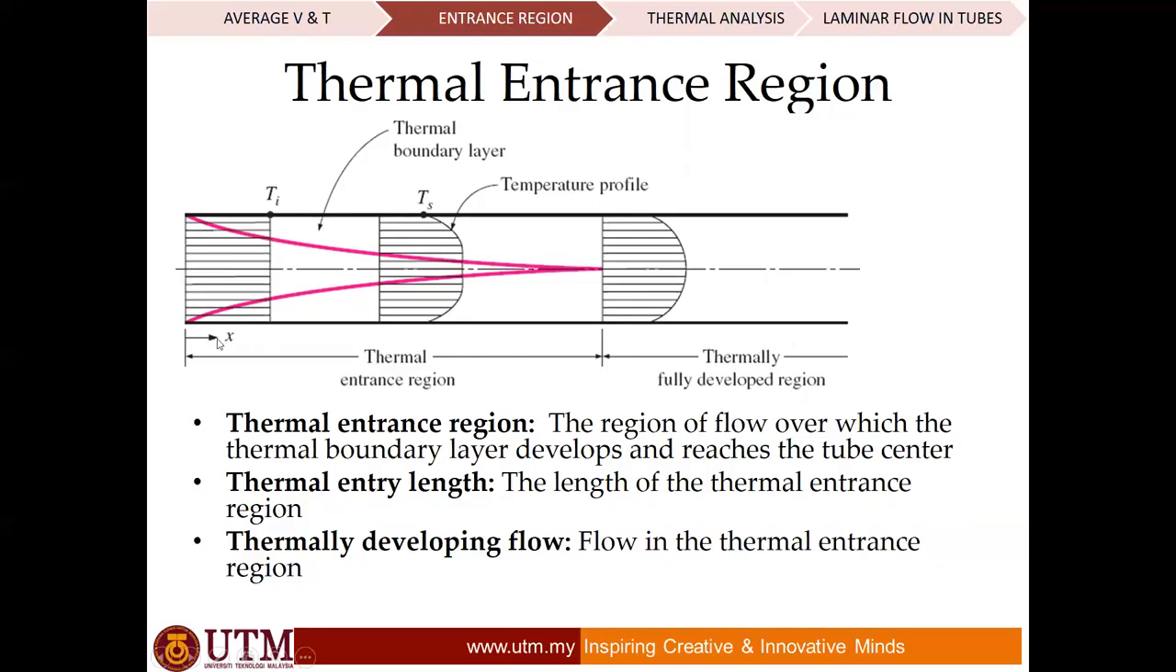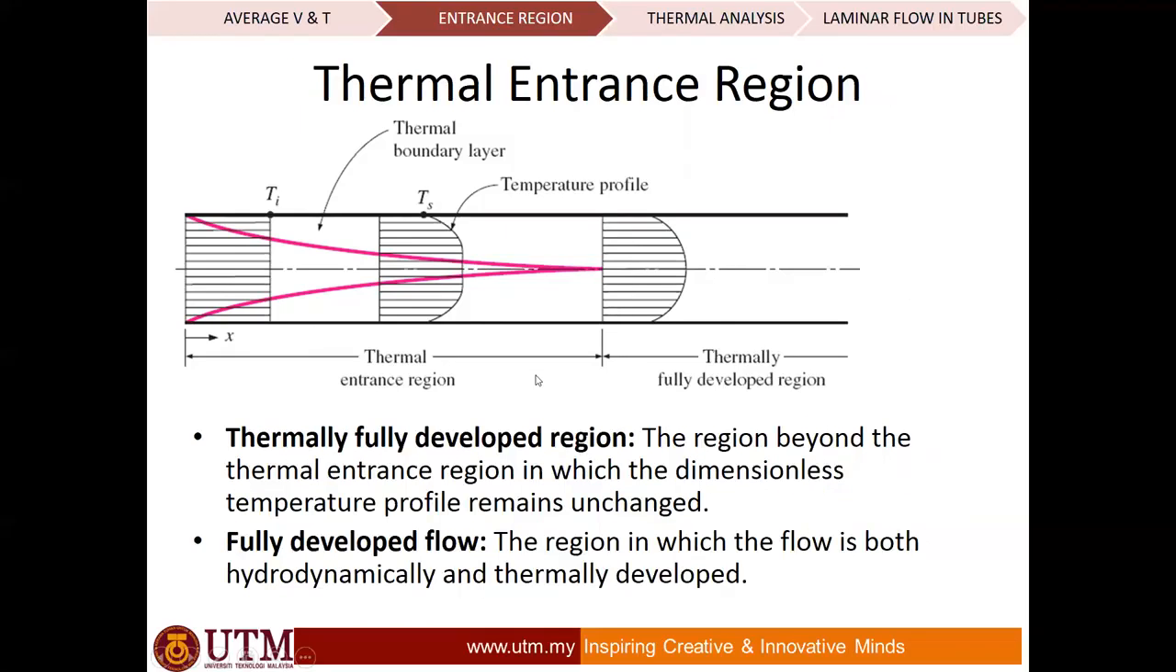In this case, this is the thermal entrance region where it starts to develop, and after it develops, your temperature profile will look like this throughout the length. So this is thermally fully developed, the fully developed region for thermal.